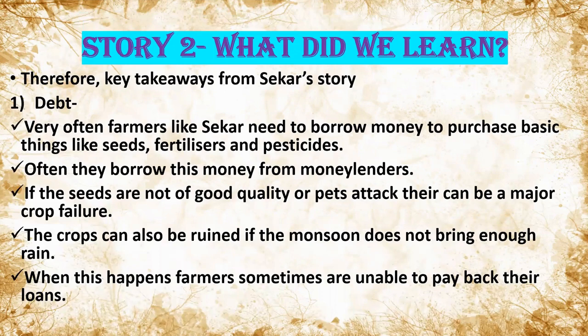So the first thing is about debt. Very often farmers like Sekar need to borrow money to purchase basic things like seeds, fertilizers, and pesticides. Often they borrow this money from moneylenders. If the seeds are not of good quality or pests attack them, there can be a major crop failure. The crops can also be ruined if the monsoon does not bring enough rain.